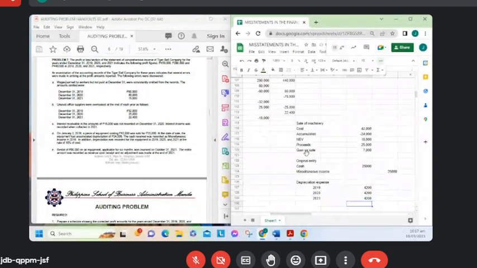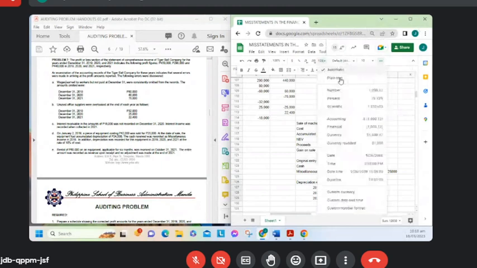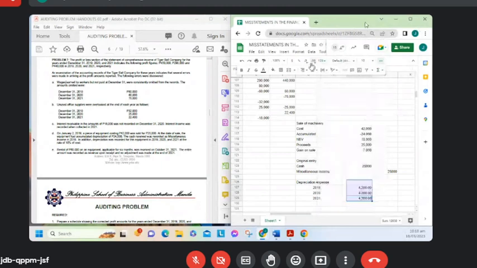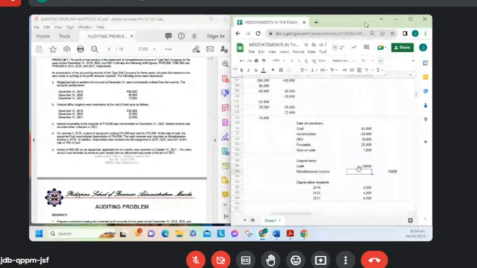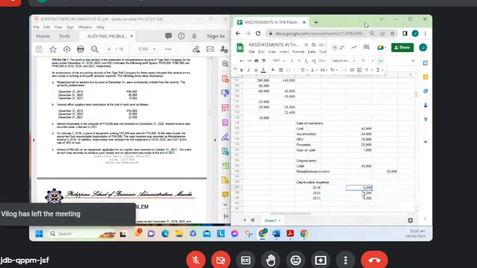So ano na yung mga kailangan natin correct dito? So we have to correct the gain on sale, no? From 25,000, it should only be 7,000. And then the depreciation expenses, amounting to 4,200, 4,200, and 4,200.